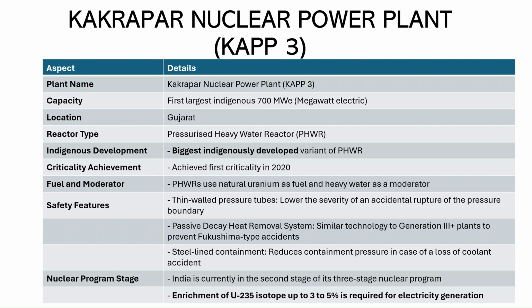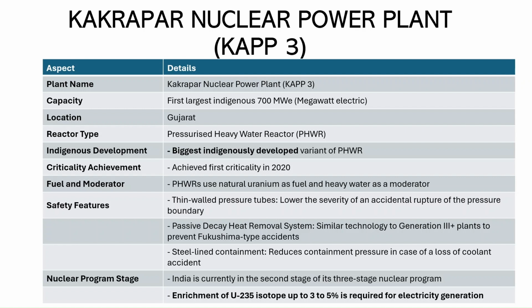Hence, KAPP-3 incorporates advanced safety features, including thin-walled pressure tubes to mitigate the impact of accidental ruptures. Additionally, it adopts a passive decay heat removal system inspired by Generation 3 Plus technology to enhance safety against unforeseen events.